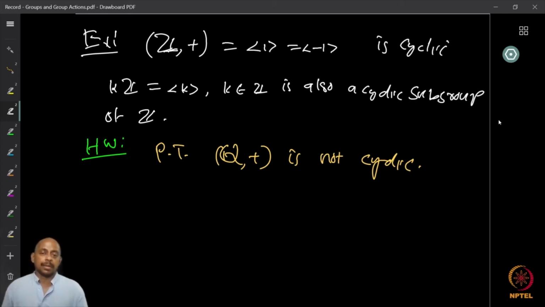Therefore, it's generated by two of these elements. Now, kZ for any k is a cyclic subgroup of Z, because when you have k larger than 1, then kZ will only give multiples of k, and this forms an additive subgroup which is also cyclic, because you can see that kZ is generated entirely by k. And if you add any two of them, you will again get an element of the type kZ. So one can work this out, and then show that the rational numbers Q with plus is not cyclic. This is another nice exercise.